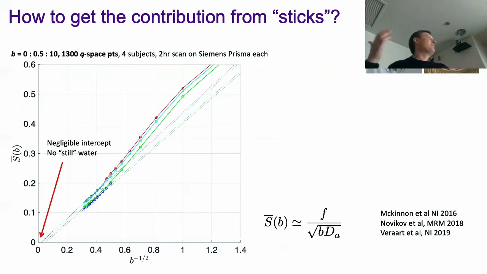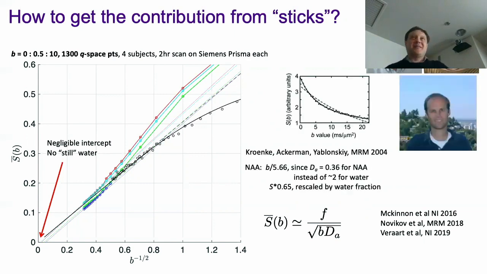Actually, this is maybe the first measurement on a Prisma up to b = 10,000. We couldn't go further just because the sequence didn't allow us. There was a signal, of course, even at b = 10,000. We averaged over all shells, over all directions in each b shell, and basically got this 1 over square root of b. Again, this axis is 1 over square root of b, so the b value increases from right to left, and you see that it becomes asymptotically a straight line.